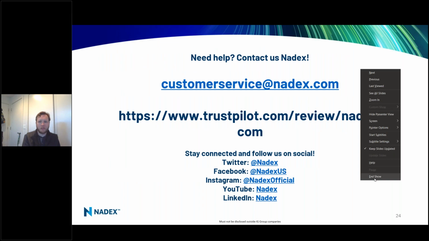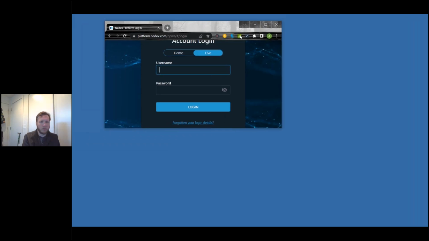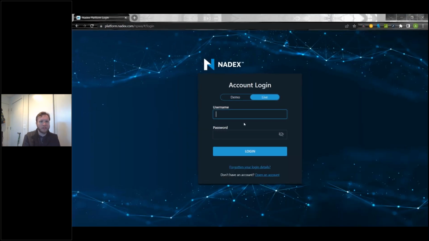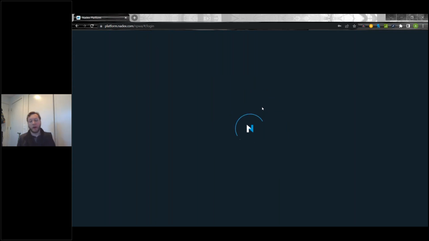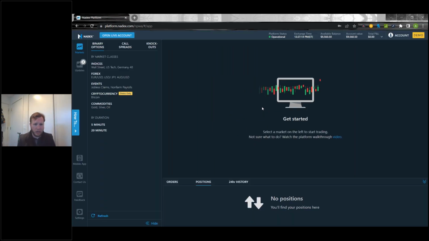So let's actually jump in now. Let's move this in. There we go. We have our login screen here. I'm going to log into my demo account. I like Nadex. This is my wonderful demo account. And we'll log in. If you are very new to the exchange, how you get to that login screen, you want to go to nadex.com. Login's going to be in the top right corner. But we are logged in now.